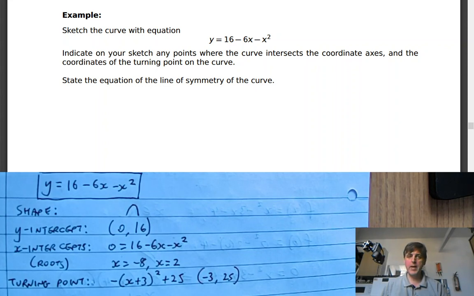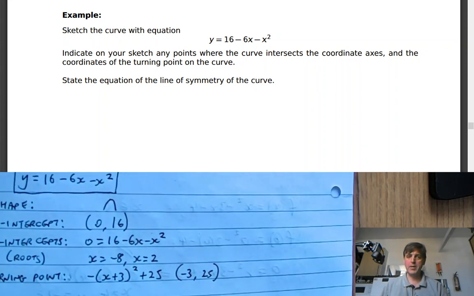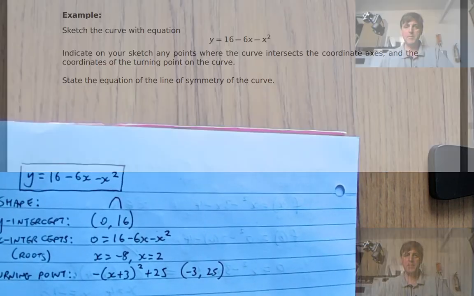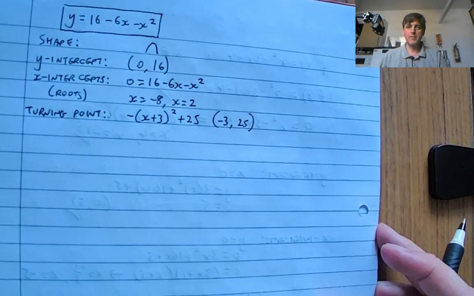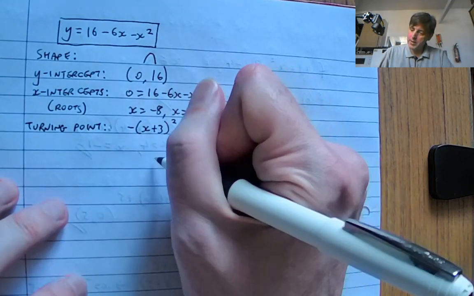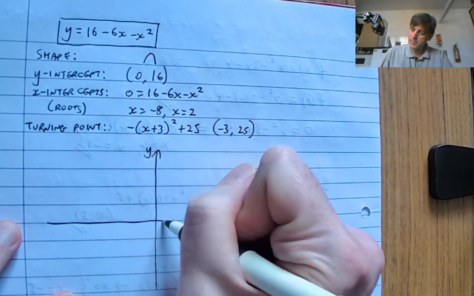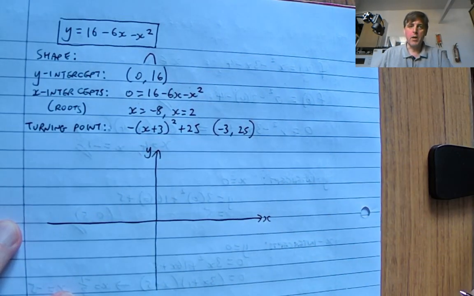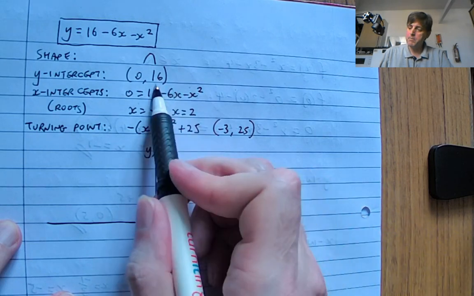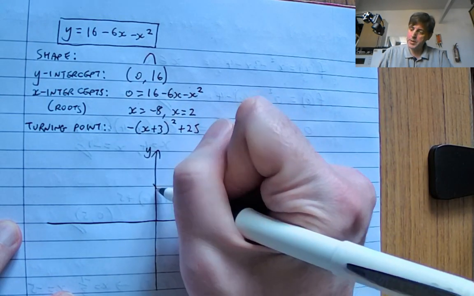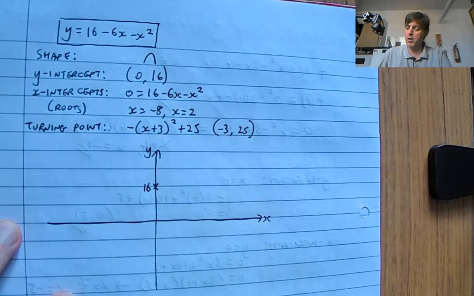So with all of that information, let's see if I can now sketch this curve. Let me draw some axes. What do I know? I know the y-intercept is at 0, 16, so I'll just put 16 here like this. Notice I'm not measuring anything out. I'm not putting any tick marks along the axes here.